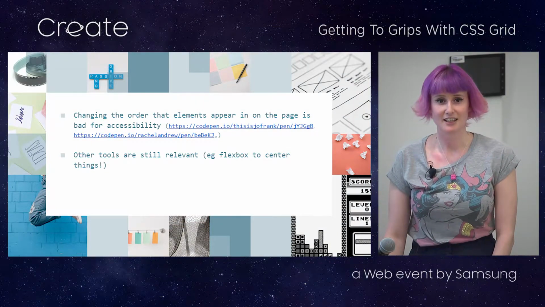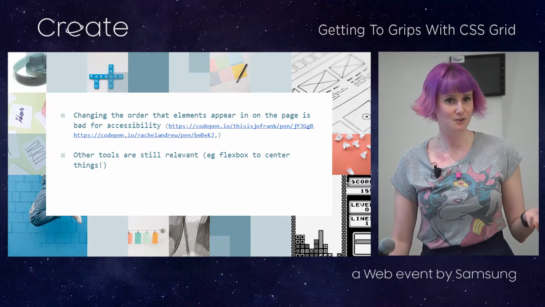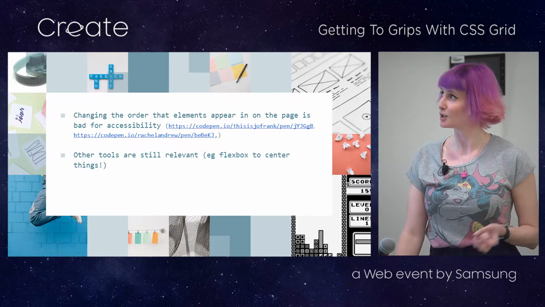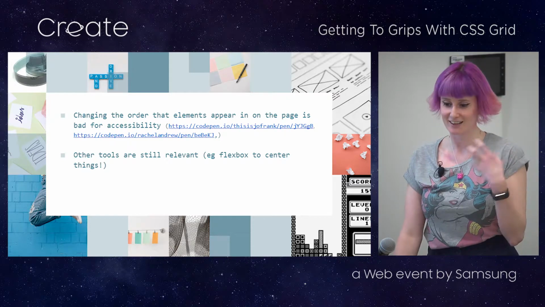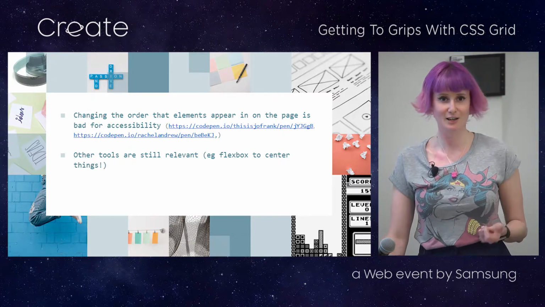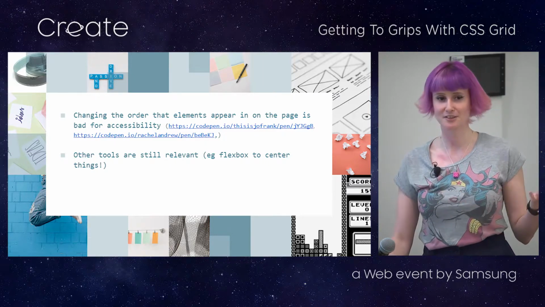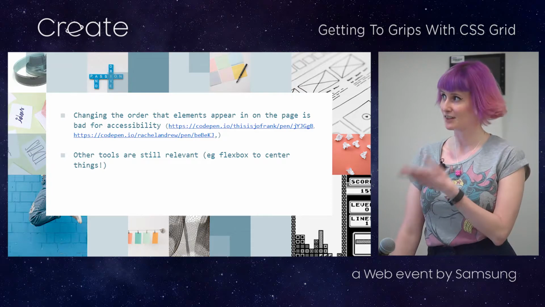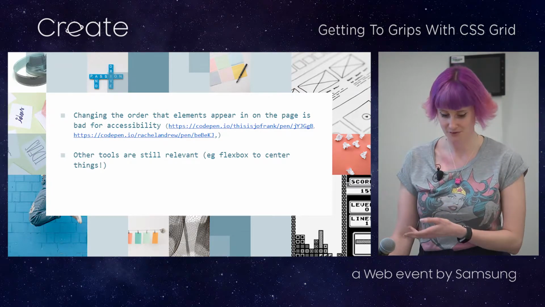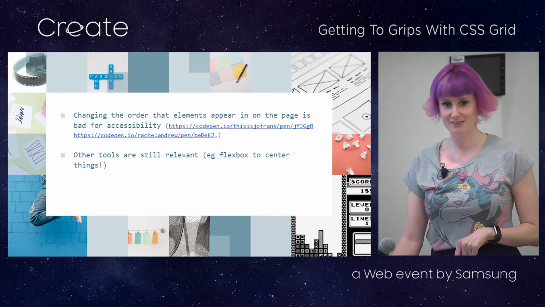Grid also isn't a killer of everything that came before it. Grid is really useful for laying things out in a grid, but the tools that we had before, like Flexbox, are still entirely relevant for the things they were built for. So if you want a single row or a single column of content, Flexbox is still a better tool for that, and it's still my favorite tool for centering things horizontally and vertically.